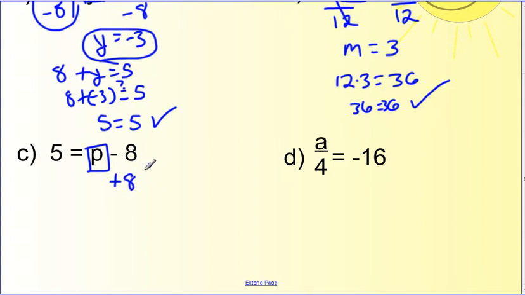Now look what happens if we actually do this math. A minus 8 and a plus 8 are opposites. They cancel. That equals 0. So on this side of the problem, we're left with just the p. But when we add 8 to this other side of the problem, 5 plus 8 is 13.